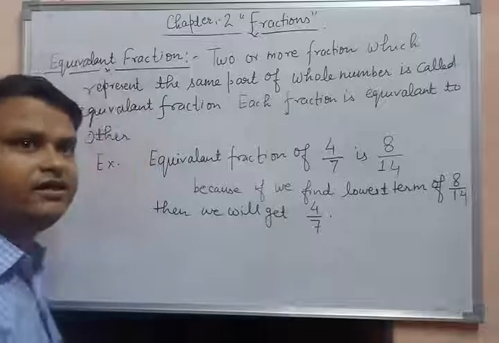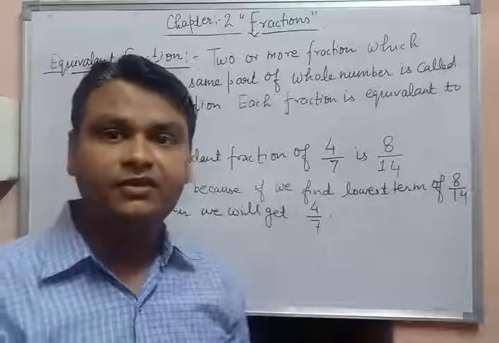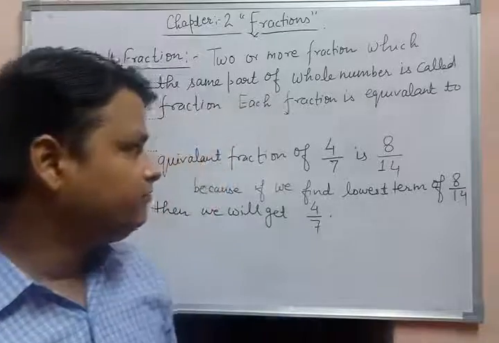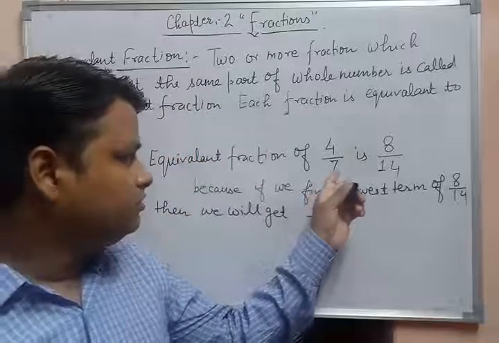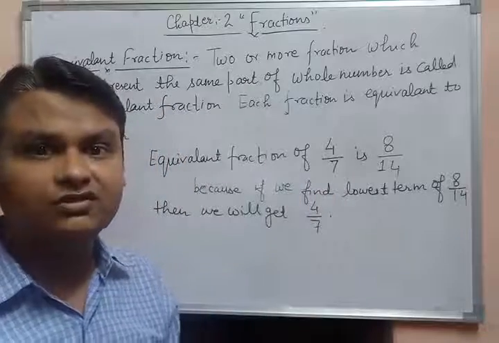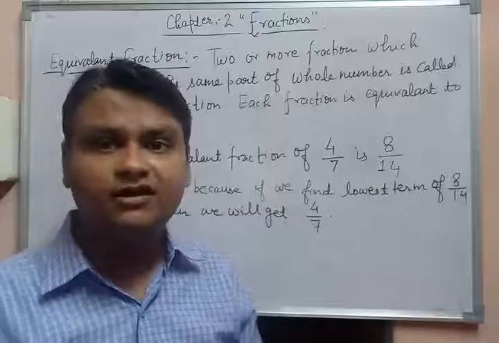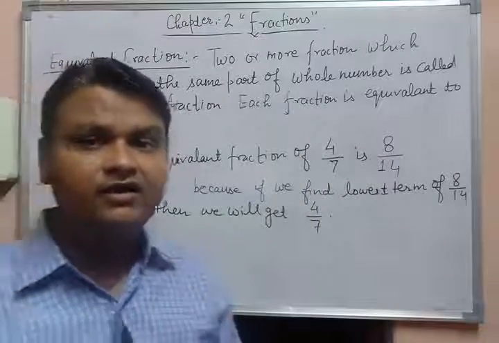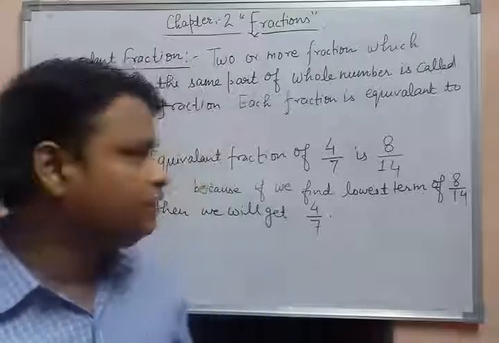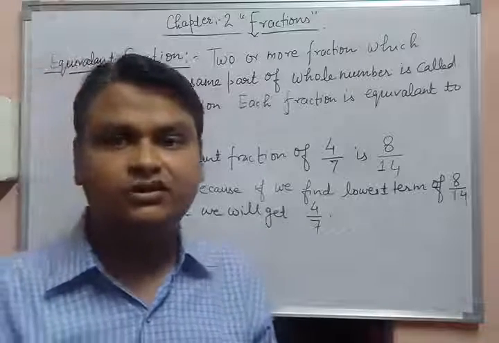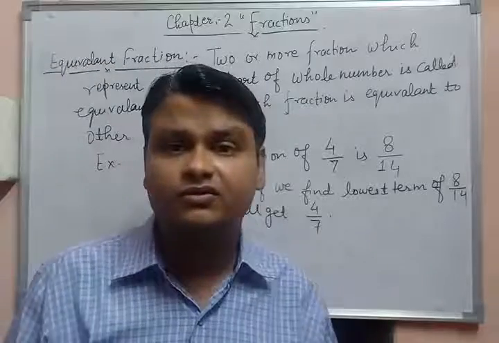8 upon 14 is an equivalent fraction of 4 upon 7. Why? Because if we simplify, or if we find the lowest term of 8 upon 14, then we will get this fraction. So this shows that 8 upon 14 is the equivalent fraction of 4 upon 7, and there are infinite equivalent fractions we can make from any other fraction. So this is the concept of equivalent fraction, and this is the example which you have to learn.